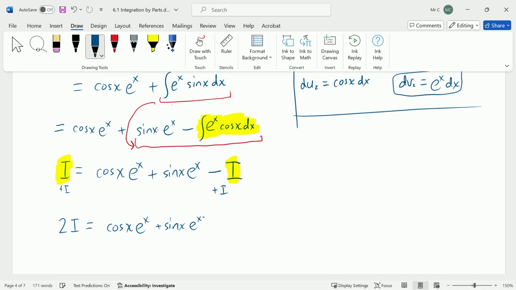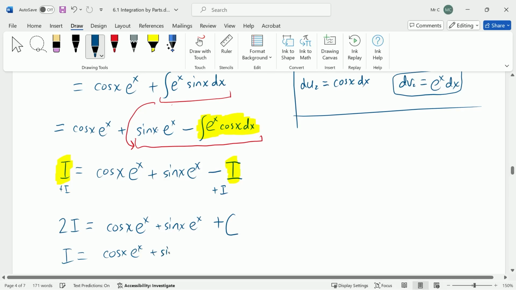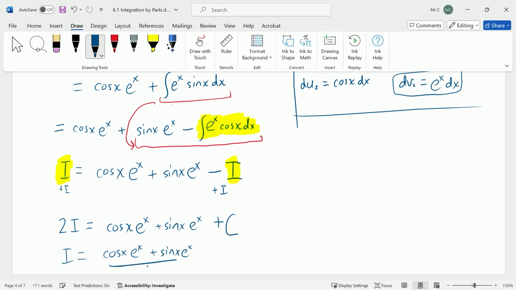And one little thing is that now that we no longer have an integral on the right side of the equation, we've got to put that constant of integration. So remember, whenever there's an integral, that constant is there, it's just hidden in that integral notation. Once we move all of our integral signs across the equation, that's the time we got to make sure we put our plus c. Now I can divide by 2, so I get I equals cosine of x e to the x plus sine of x e to the x over 2 plus c over 2.